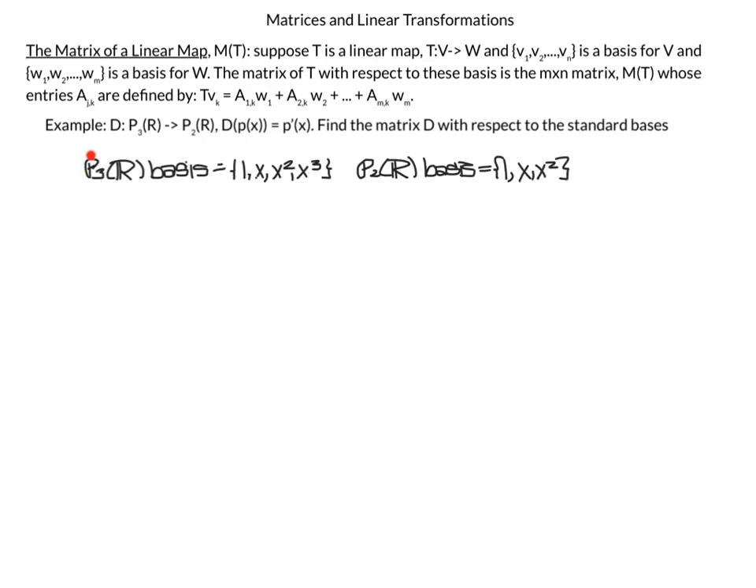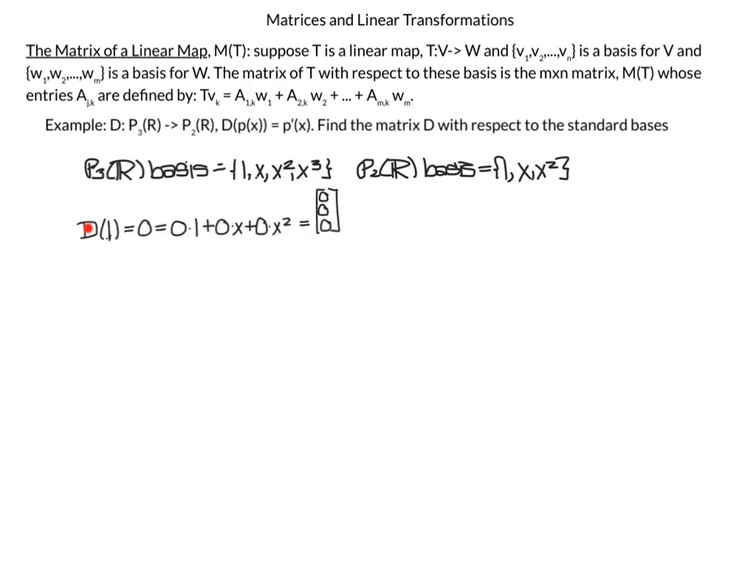Our standard basis for polynomials of degree 3 or less is 1, x, x squared, and x to the third. The standard basis for polynomials of degree 2 or less is the vectors 1, x, and x squared. Now the next thing we need to do is apply the transformation on each of our basis vectors. So we need to apply the transformation on 1, x, x squared, and x cubed. So we'll start with 1.